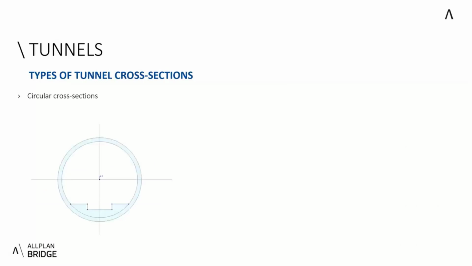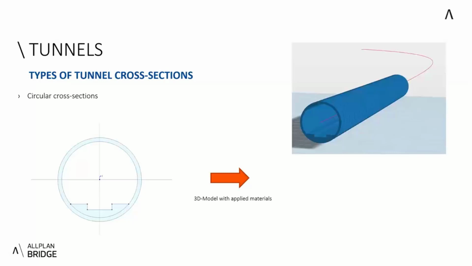The next one are circular cross sections, which are also very simply applied by using the circular boundary tool, and the same extruded as a 3D model in Allplan Bridge. And then with applied materials, we see a nice representation of the tunnel in the model.